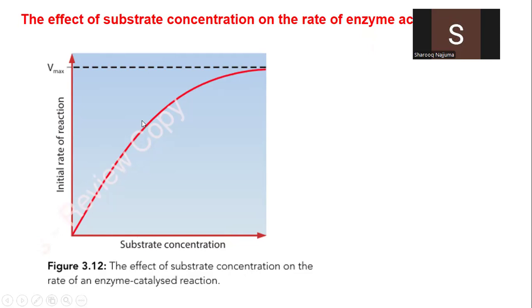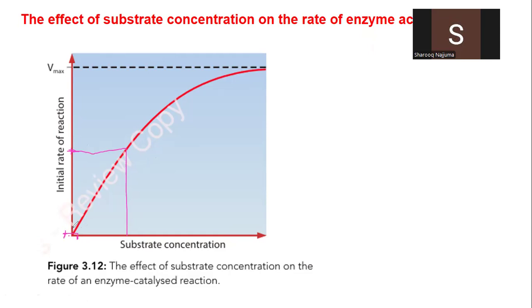Now we can see that at low substrate concentrations, for example at this substrate concentration, the rate of reaction is going to be very low. But at a higher substrate concentration, the rate of reaction is going to increase. This means that at a low substrate concentration, we are going to have fewer enzyme substrate complexes made. Why? Because we have fewer substrates to fit into the active sites. So some active sites of the enzyme are going to be left vacant and unoccupied. But when you increase the substrate concentration, you're going to have more active sites occupied.